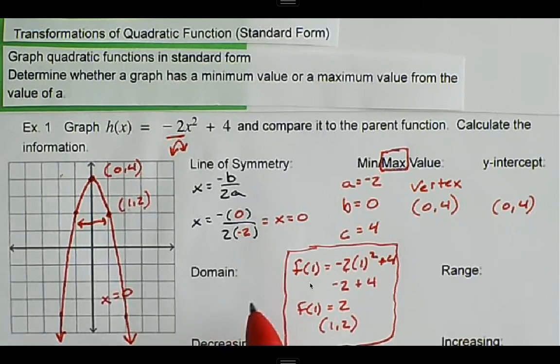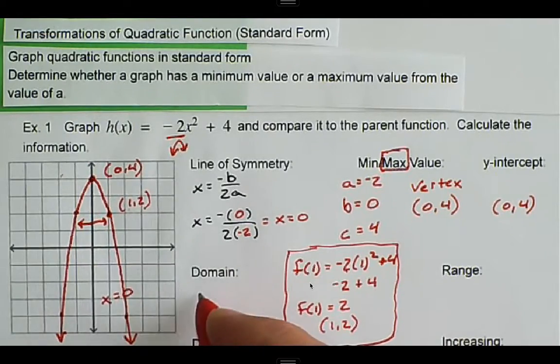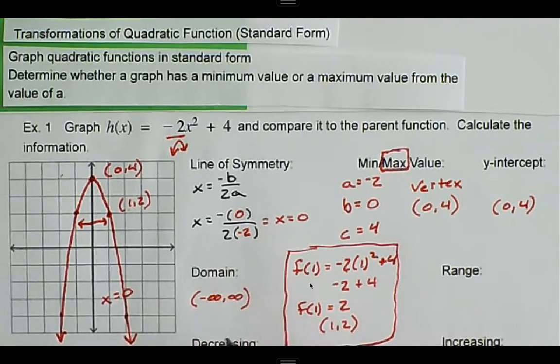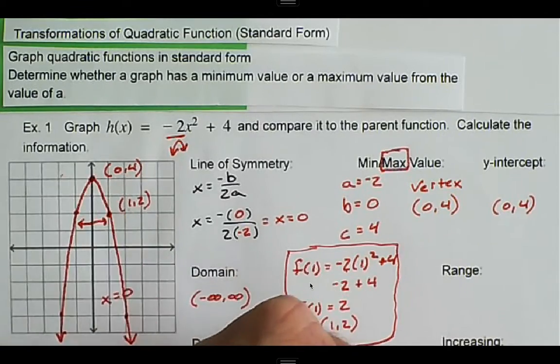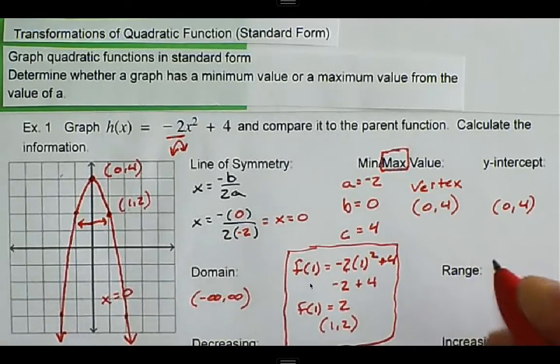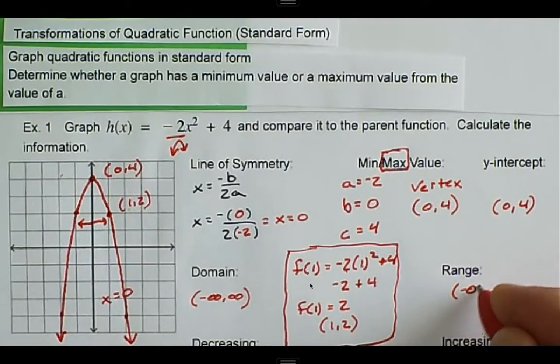The domain for all parabolas, there's no restriction on the domain, so that's going to go from -infinity to infinity. The range, in this case, that's talking about the y values. So the y values are going to stop up here at +4, but they're going to start down here. This arrow means it goes to negative infinity. So the range is going to go from negative infinity to positive 4.